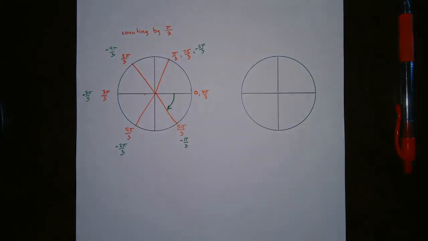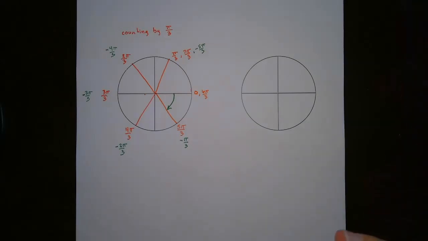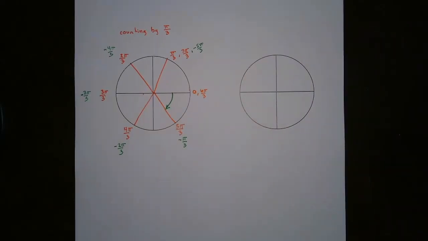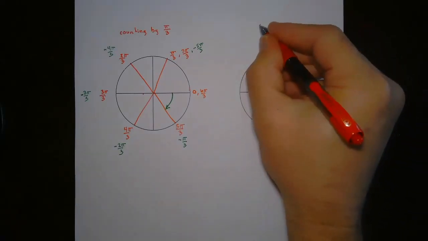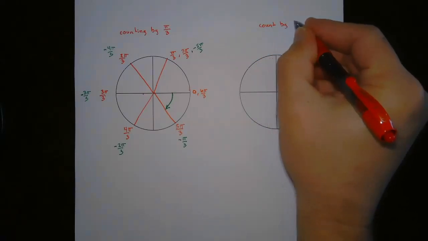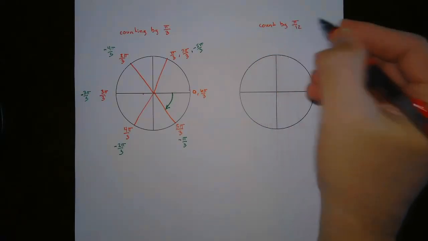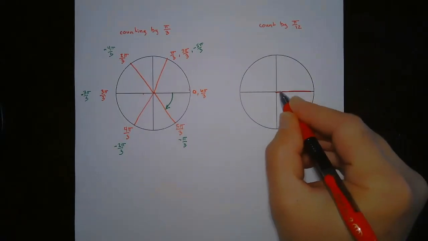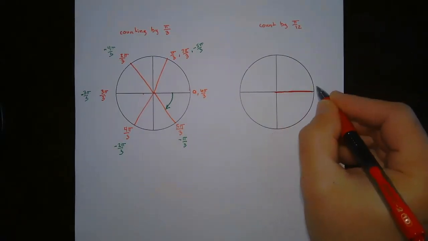So hopefully you're starting to pick up on how you're doing this. I wish I could see your faces. This next one is not one you're going to see probably really ever, but to get the idea of this, I want to count by pi over 12. So right here, this angle is going to be 0 pi over 12.